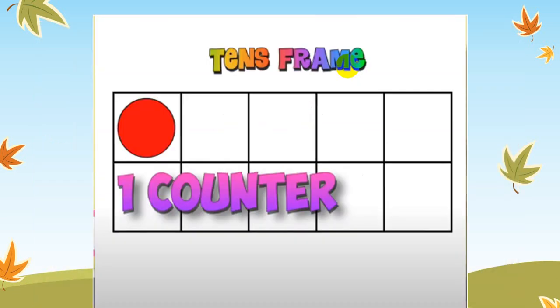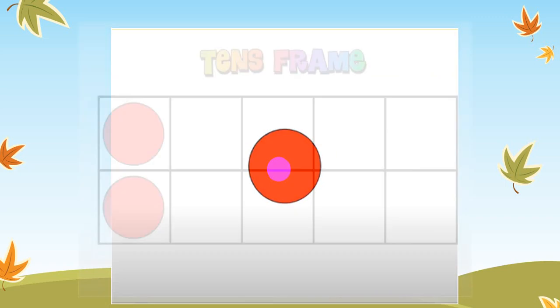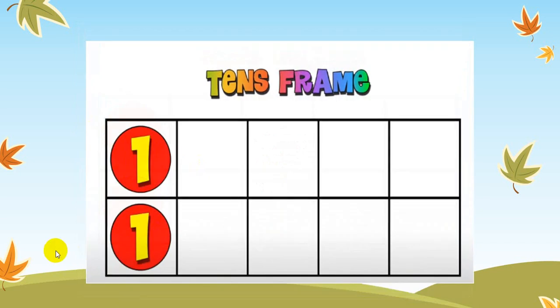Okay, here we have a 10 frame and we have one counter here. We have to find double of this one counter. What would it be? If I take one counter more, does it make double? Okay, one counter here and the same amount on the bottom side. Yes, one on the top and one on the bottom.